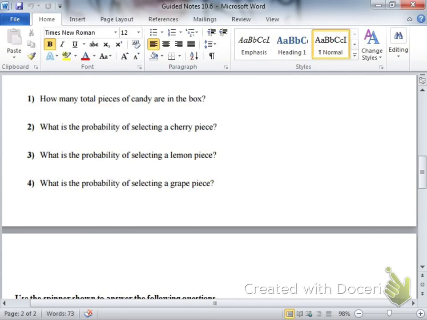All right, so using the candy box on your notes, so you have to be following along with your own notes because they're not up on the projector. Using that candy box, we're going to answer these questions. So number 1 says, how many total pieces of candy are in the box? 12. So that's not really a probability, but that's going to help us on the next couple.